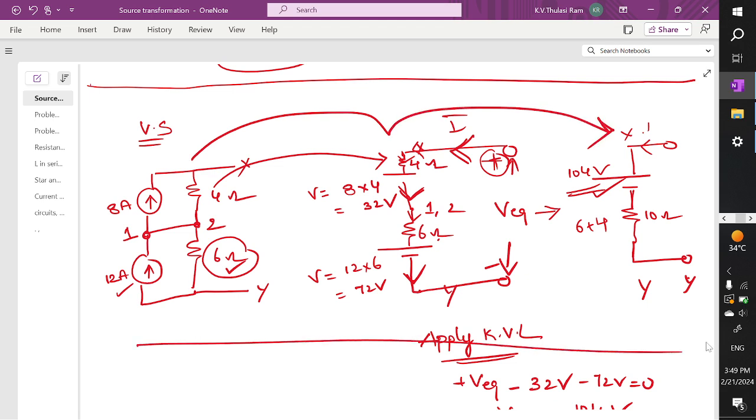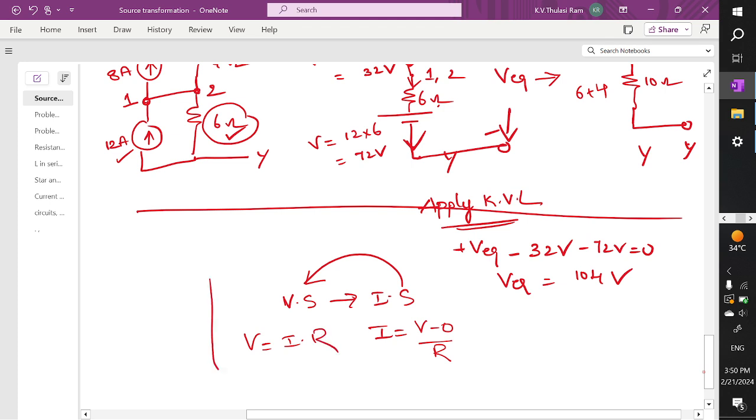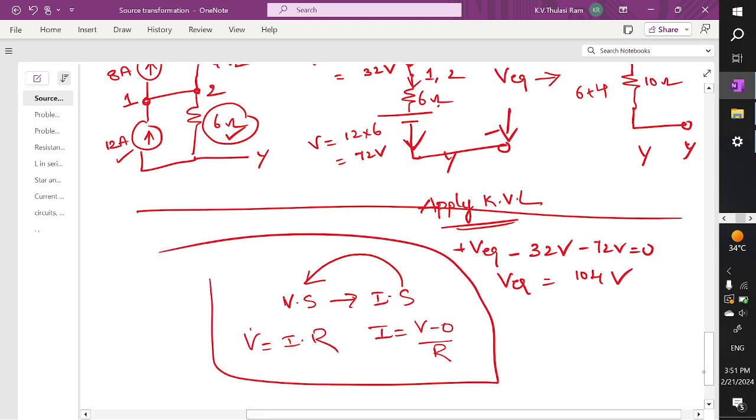We converted the given current sources into voltage sources, and two voltage sources into a single voltage source. This is about source transformation. We can convert a voltage source into a current source or a current source into a voltage source. When converting into a current source, current I is equal to V minus 0 by R, and when you want the voltage, V is equal to I into R. This will help in solving many problems.